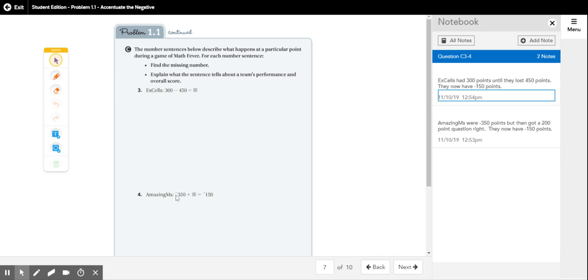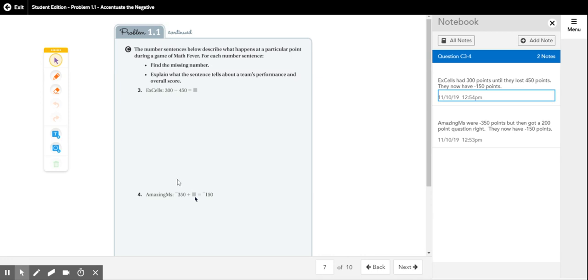So they're not doing well, all right? Amazing MS, not sure what that stands for, but here we go. So we're going to fill in the blank here. We have to imagine this team is at negative 350 points, and then something happens, and they end up at negative 150 points. Well, that something means they had to have earned points. All right, and we just have to figure out how many points they needed to earn.